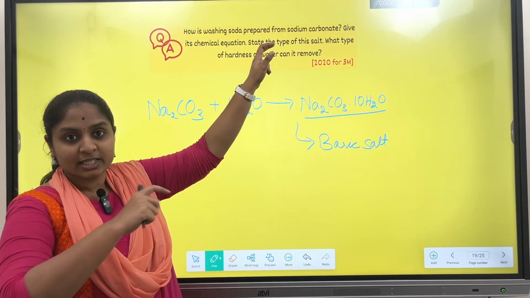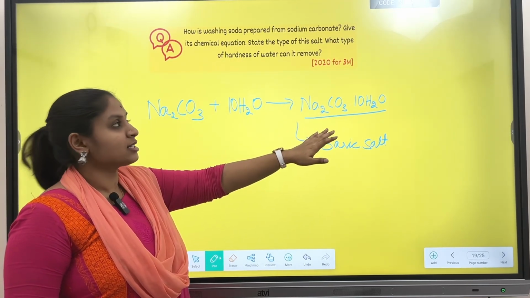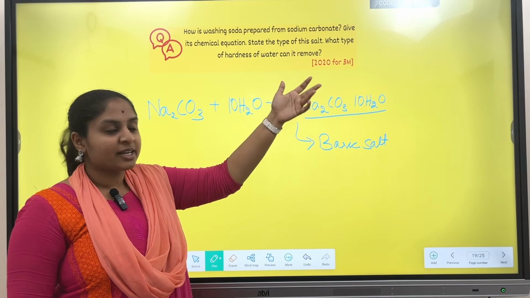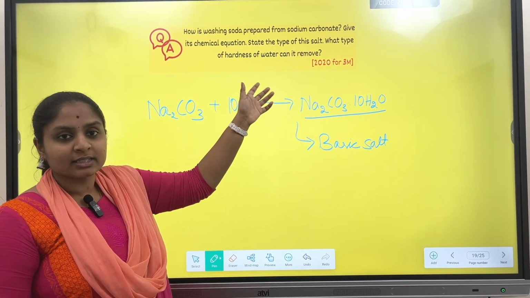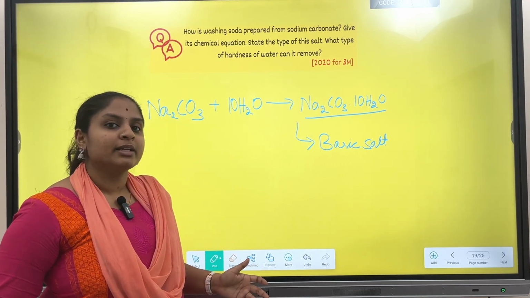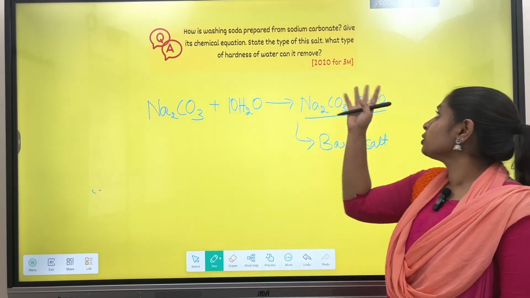First part of the question, write the sentence. Second part, write the chemical reaction, make sure it is balanced. Third, what is the type of salt? Write it is a basic salt. Fourth, what type of hardness is removed? It removes permanent hardness. If you write all 4 parts correctly, you will get 3 marks.